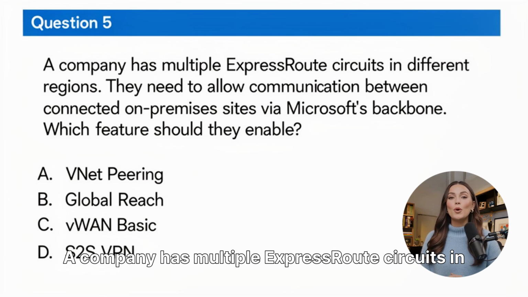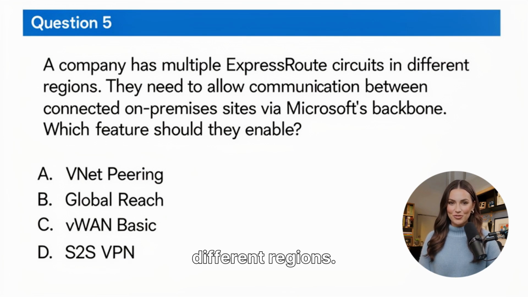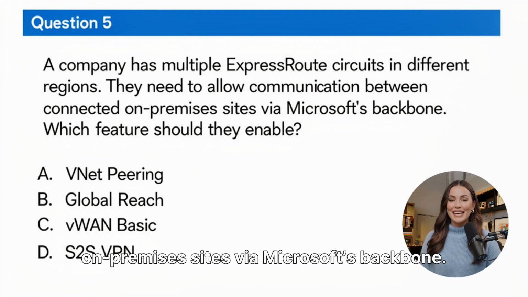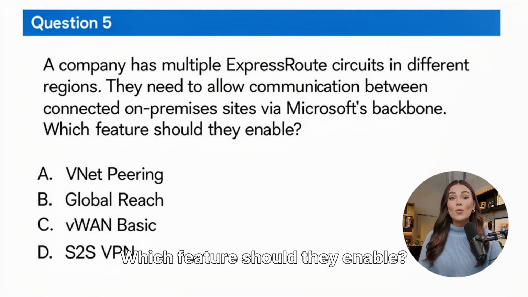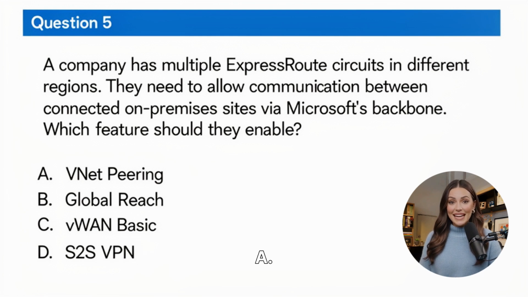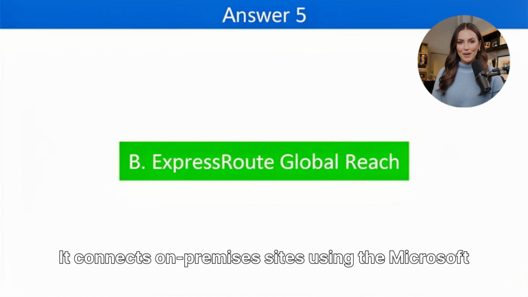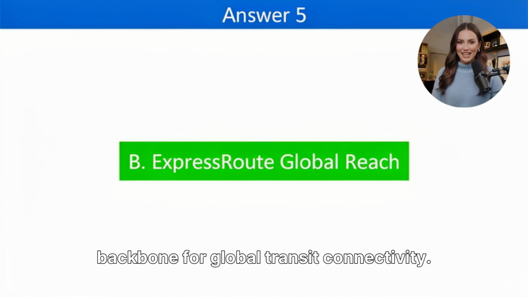Question 5. A company has multiple ExpressRoute circuits in different regions. They need to allow communication between connected on-premises sites via Microsoft's backbone. Which feature should they enable? A. VNet peering. B. Global Reach. C. VWAN basic. D. S2S VPN. Pause and think. The correct answer is B. ExpressRoute Global Reach. It connects on-premises sites using the Microsoft backbone for global transit connectivity.